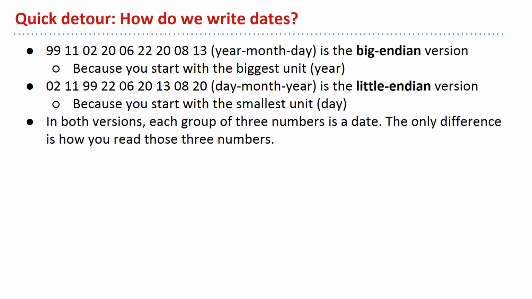The first one, the year, month, day version, we call this big endian. The reason we call it that is because we start with the biggest unit, which is the year. And then the second version where we have day, month, year is going to be called the little endian version. This is because we start with the smallest unit, which is the day. And again, in both of these versions, any group of 3 numbers is a date. The only difference is, do I read them forwards or do I read them backwards?